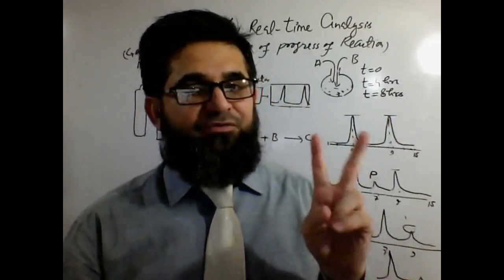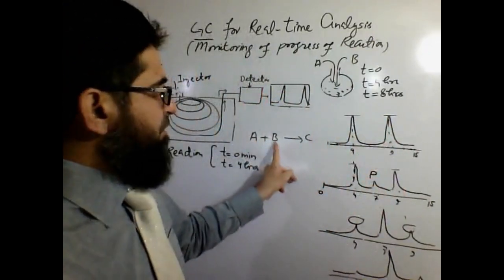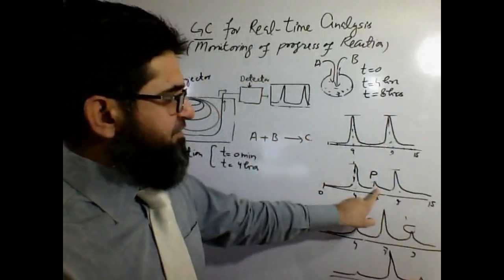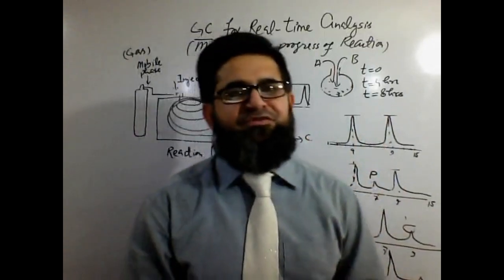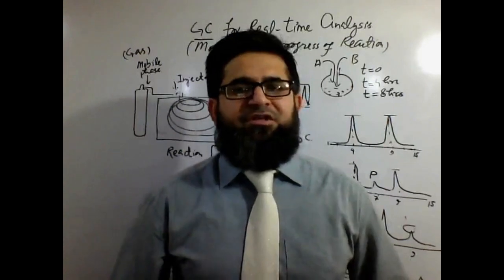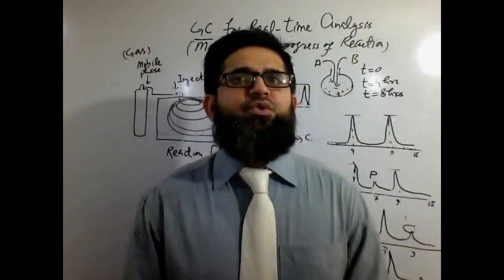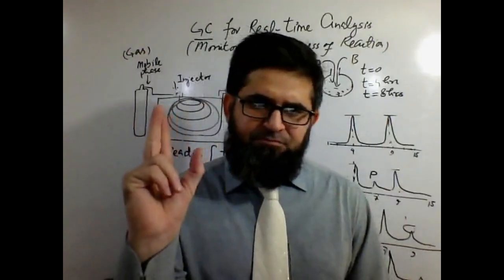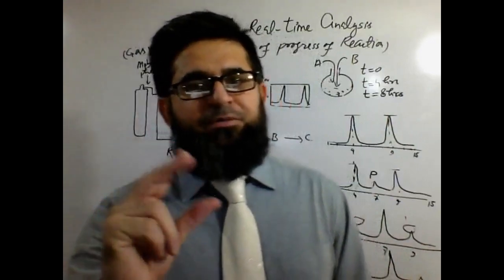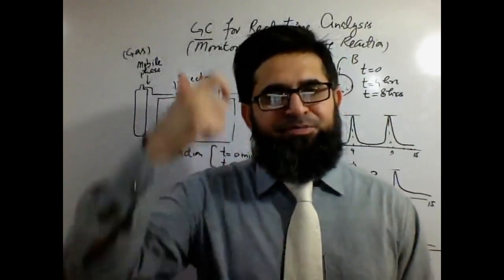If you have two reactants, the appearance of a third peak will suggest that the product has been formed. So this is how the GC could help us to observe, to determine the progress of the reaction.